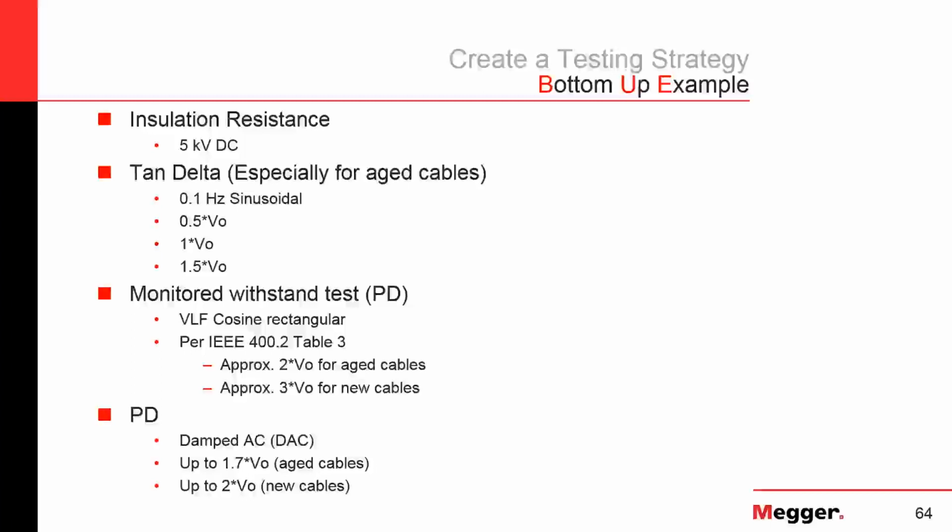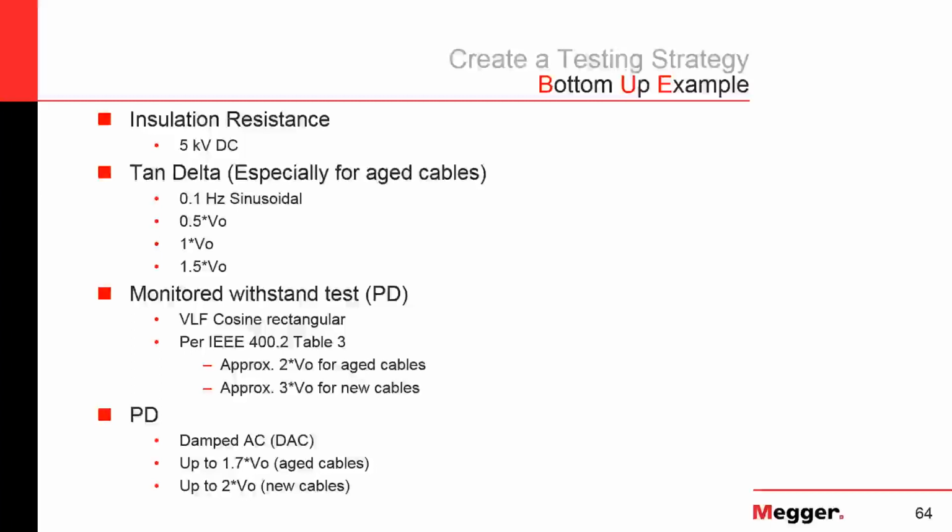So my example for a bottom up here, I would start with an insulation resistance test, 5 kV or 10 kV IR test, just to make sure that cable's in reasonable shape to start with. The next step up here would be a 0.1 hertz tan delta test. And I like this because it works its way up in voltage, half, rated, 1.5. We're increasing the voltage with each step.